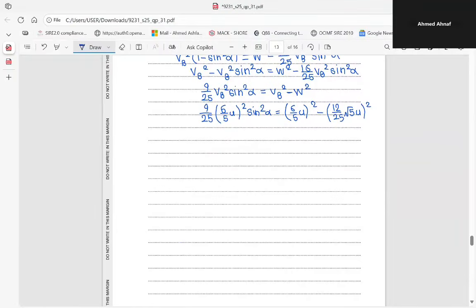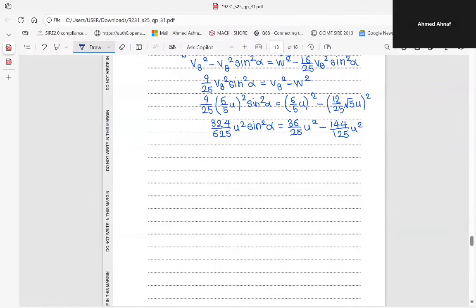Okay, so I'm just going to straight away simplify this. So (6/5)² u², you will get 324 over 625 u² sin²α equals 36 over 25 u² minus 12 over 25 √5, whole thing squared, which is 144 over 125 u².